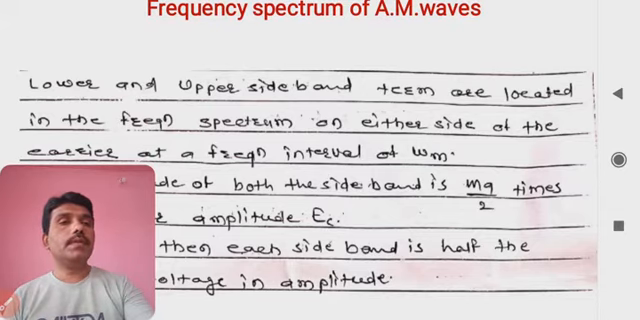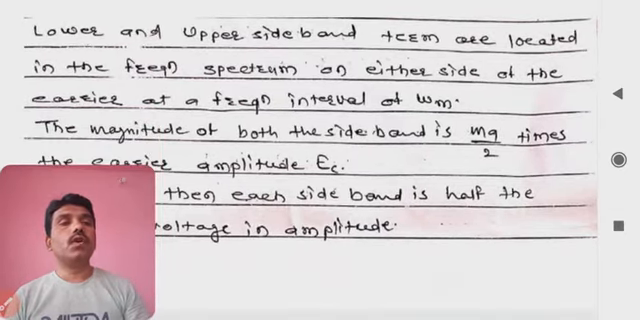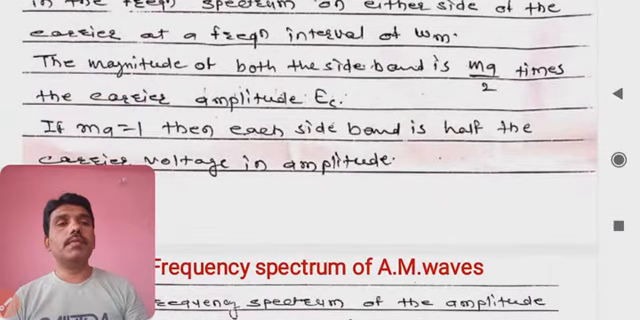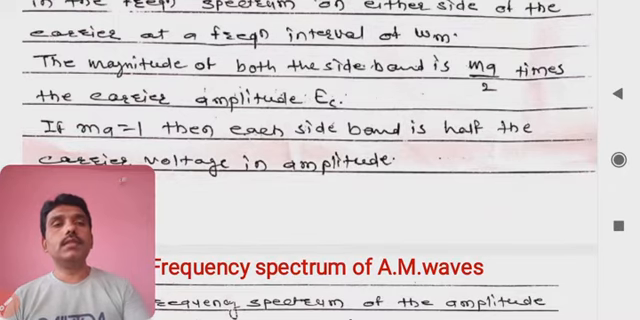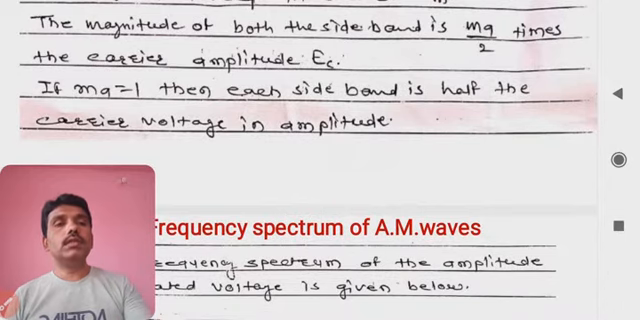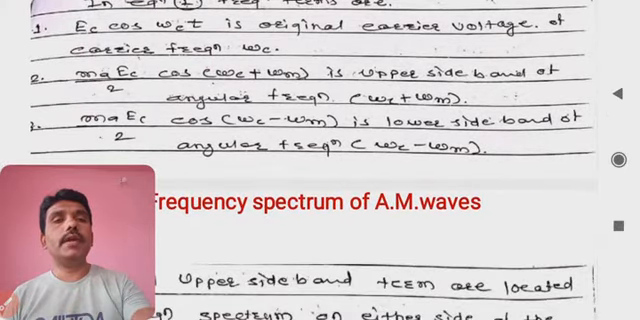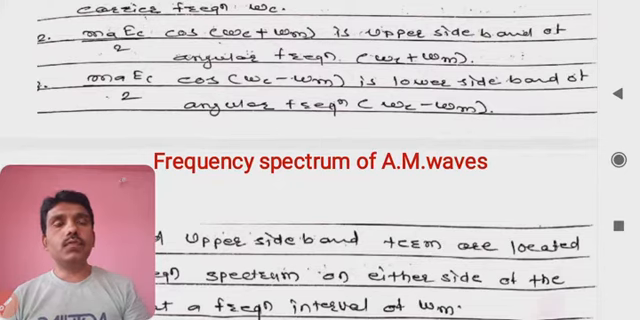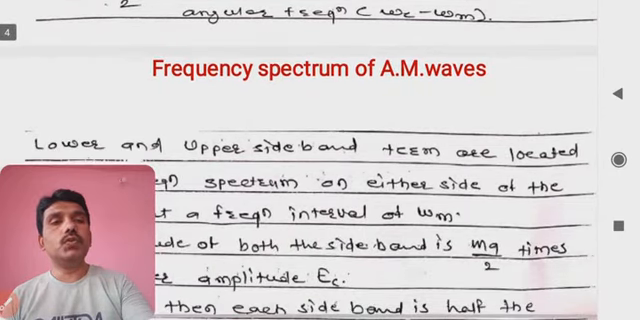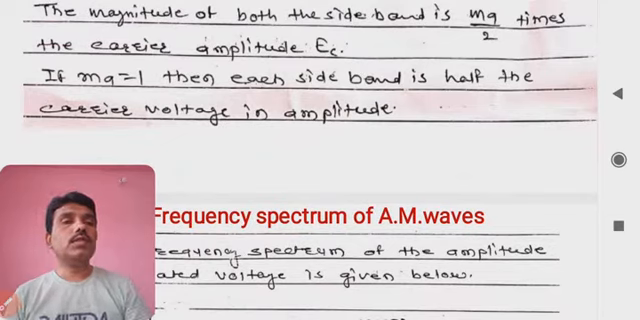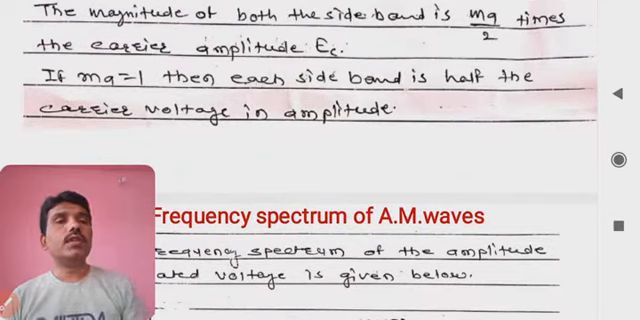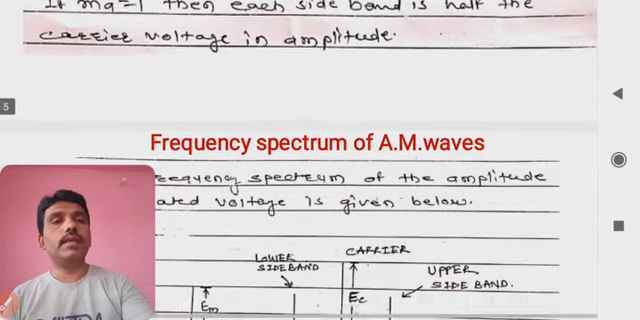Now the lower sideband and upper sideband terms are located in the frequency spectrum on either side of the carrier at frequency intervals of ωm, and the magnitude of both sidebands is ma by 2 times the carrier amplitude Ec. If ma is equal to 1, then the sidebands are half the carrier voltage in amplitude. Both sidebands are multiplied by ma Ec by 2, where Ec is the amplitude of the carrier wave, and if the modulation index is 100%, each sideband is half of the carrier amplitude.